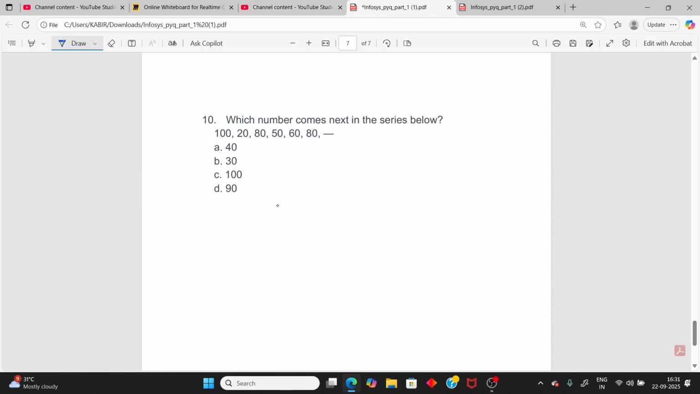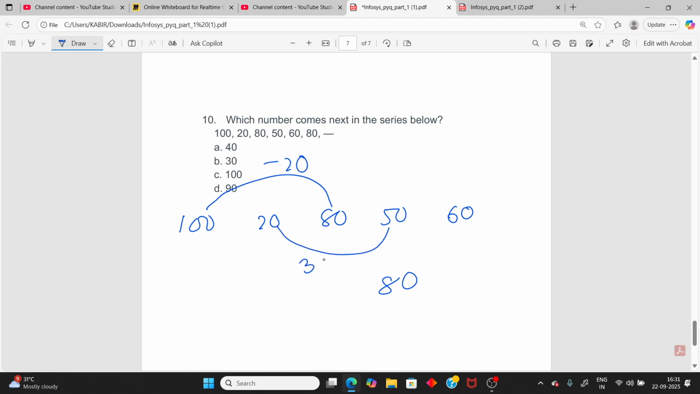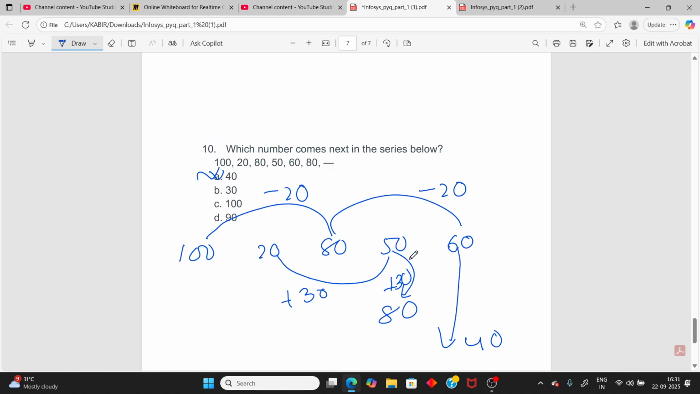Now the last question of the logical series. First 100, then 20, then 80, then 50, then 60, then 80. Here actually two series are contained. 120 is defined as 20, 20, 50. It is defined actually plus 30. 80, 60 is minus 20. 50 is plus 30. And now 60 minus 20, so it will be 40. So the answer should be 40. So all the logical part is done.